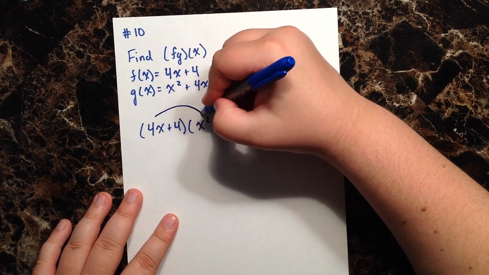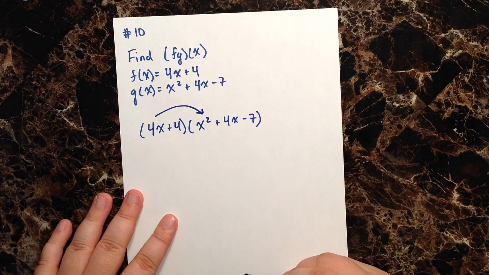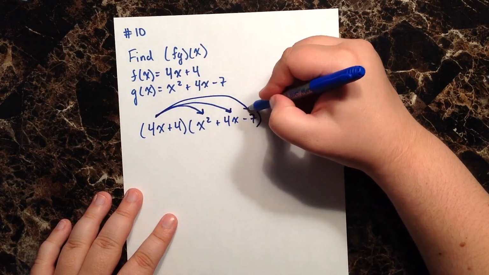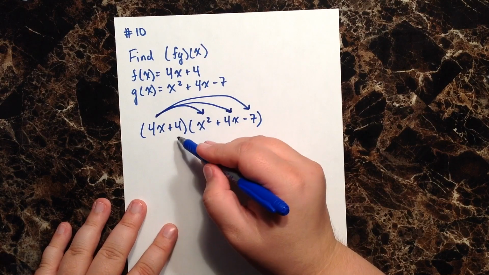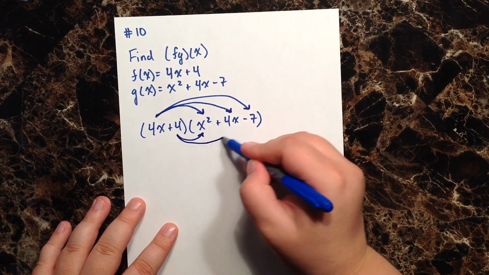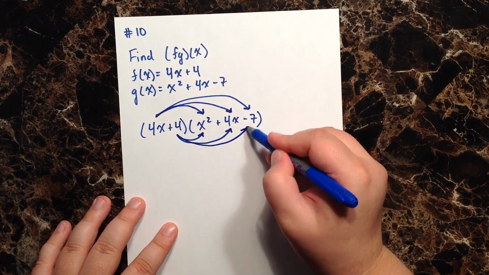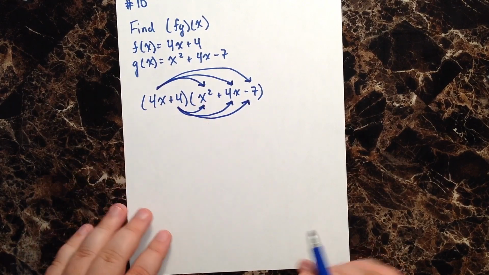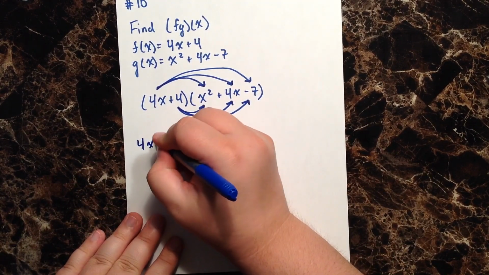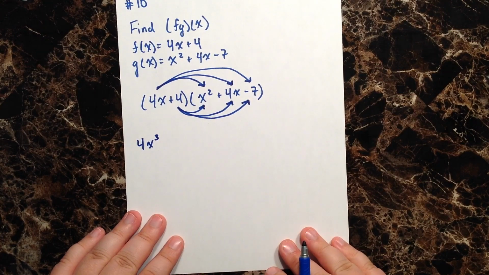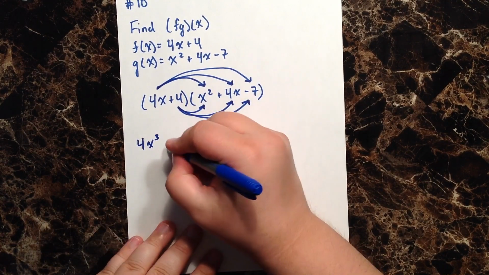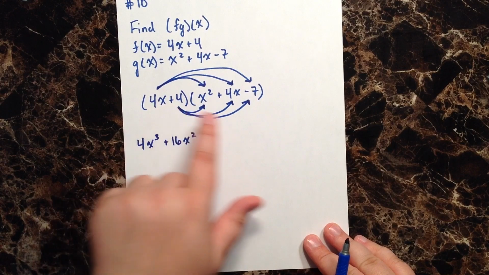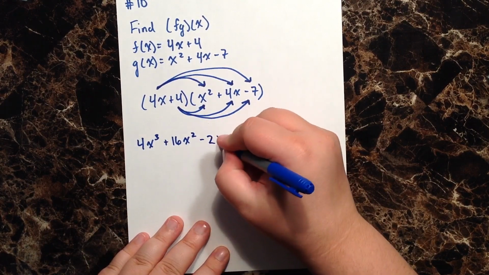And what I mean by that is we're going to take our 4x and distribute it to the x squared, and then the 4x, and then the negative 7, and then I'm going to take my 4 and again distribute it to each term in the trinomial. So let's go ahead and do that right now. Well, 4x times x squared, well, that gives me 4x to the third. 4x times 4x, well, that gives me 16x squared. 4x times negative 7, well, that gives me negative 28x.